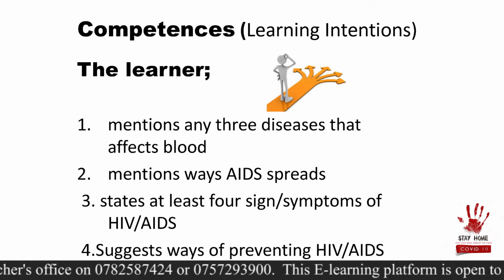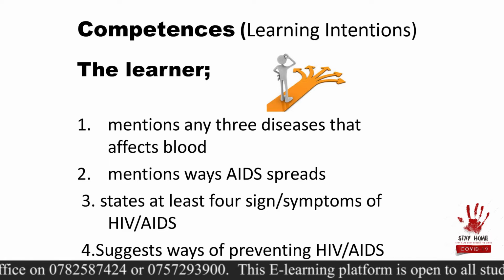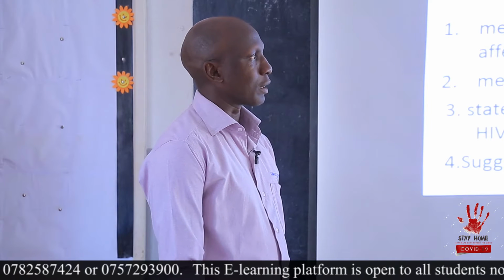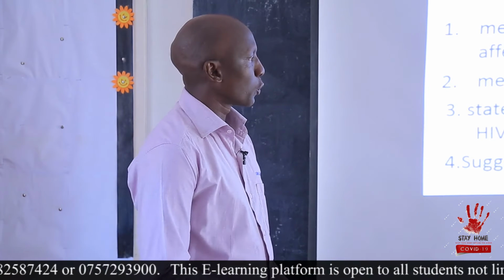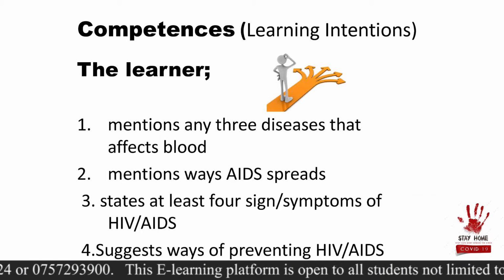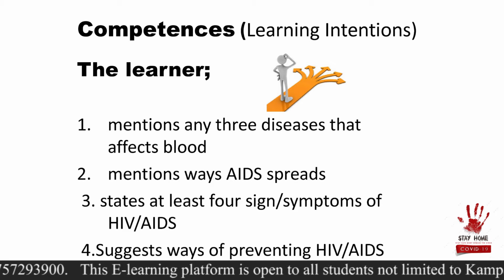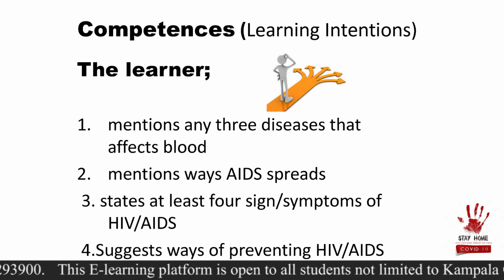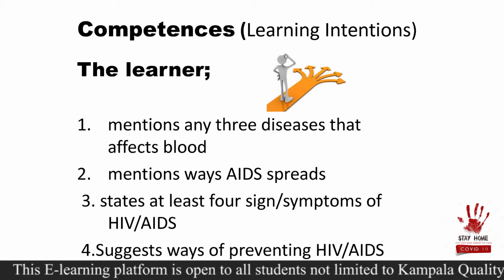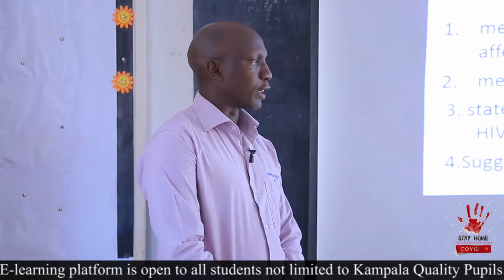So let's get started. At the end of this lesson, we must know at least 3 diseases which affect this system, specifically those which affect blood. 2, we are going to look at one disease in particular, and that is HIV/AIDS. So you must be able to mention the ways AIDS spreads. And then 3, at the end of the lesson, you must be able to mention any 4 signs or symptoms of HIV/AIDS. And last but not least, to suggest ways you can prevent HIV/AIDS.